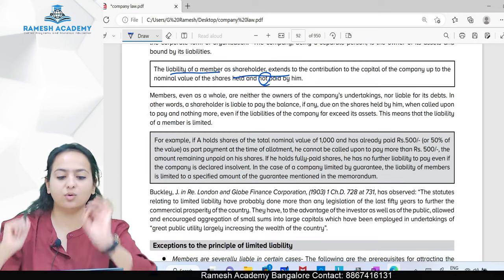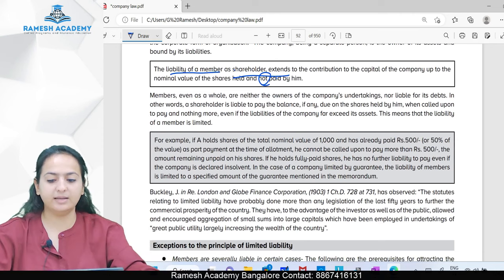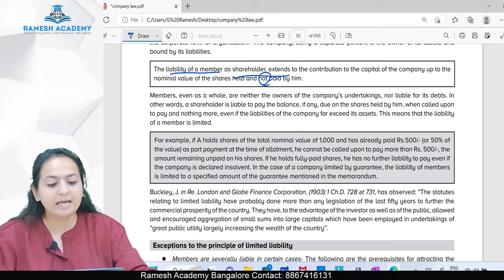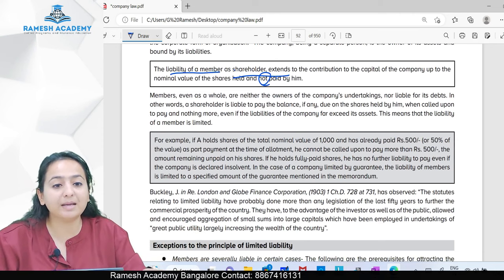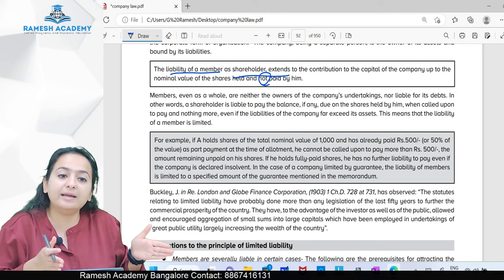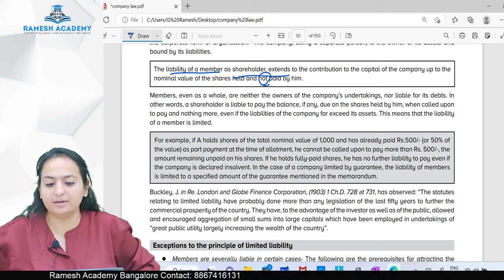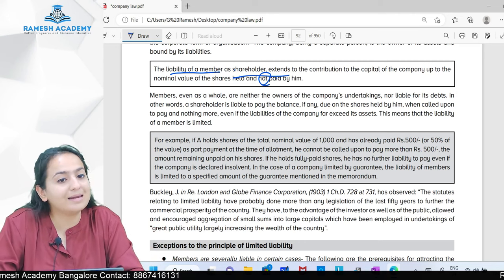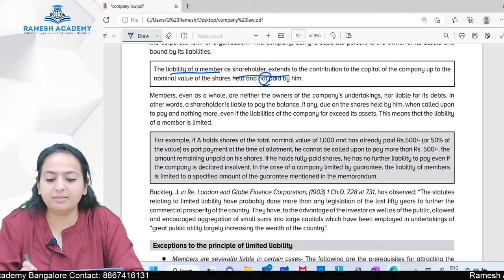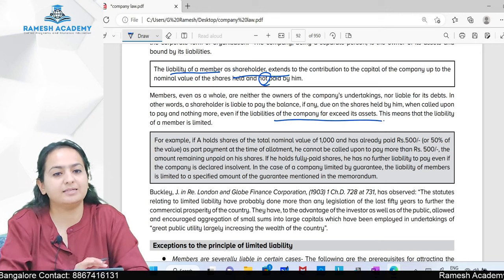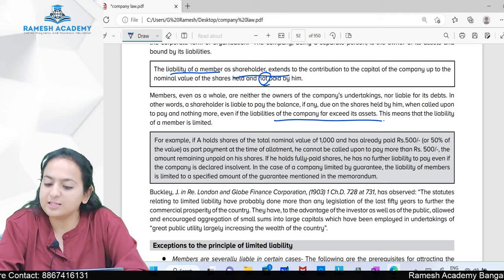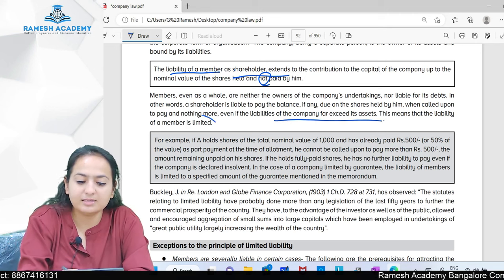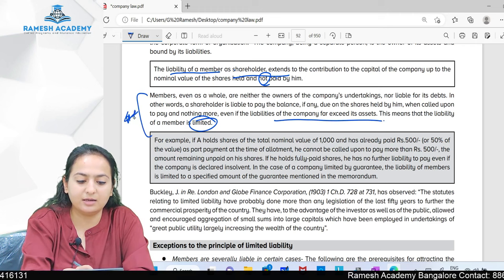Members, even as a whole, are neither the owners of the company undertaking nor liable for its debts. In other words, the shareholder is liable to pay only the balance on the shares, not an unlimited liability, if any is due on the shares held by him when called upon to pay, and nothing more, even if the liabilities of the company far exceed its assets. This means that the liability of the member is limited. Please mark down the star and important.